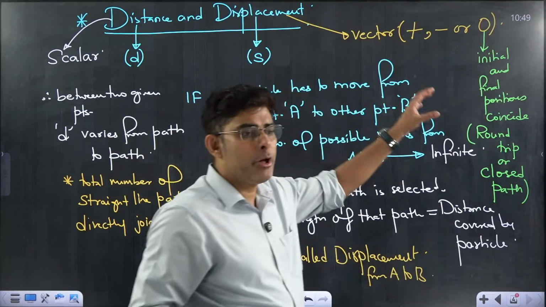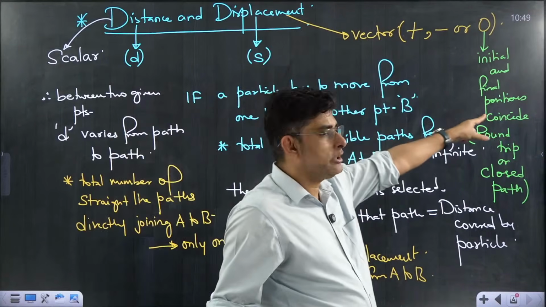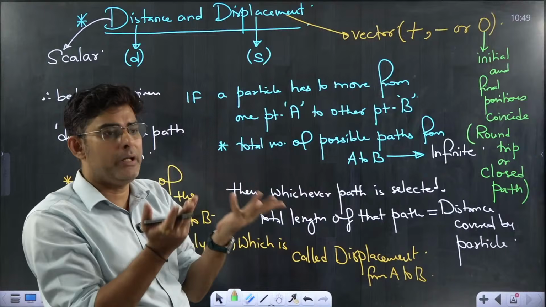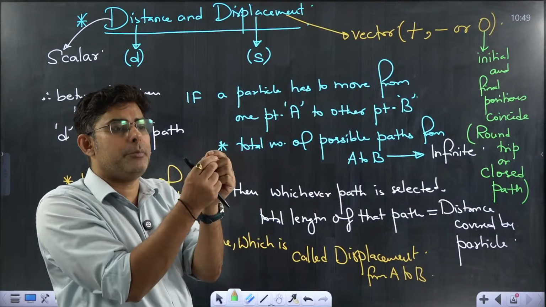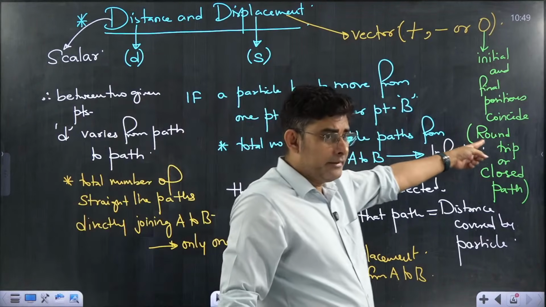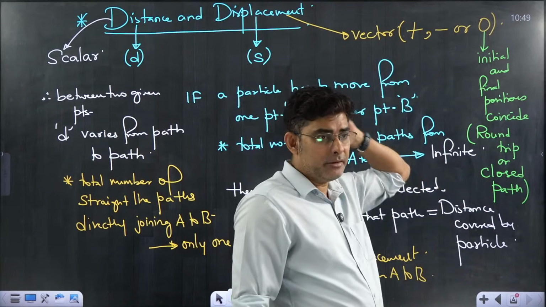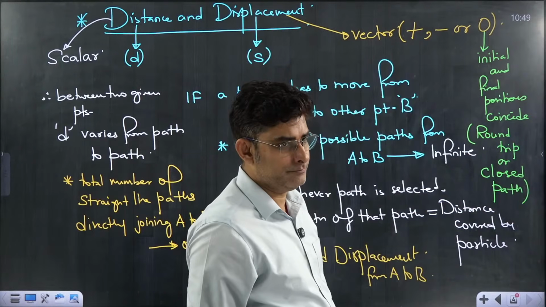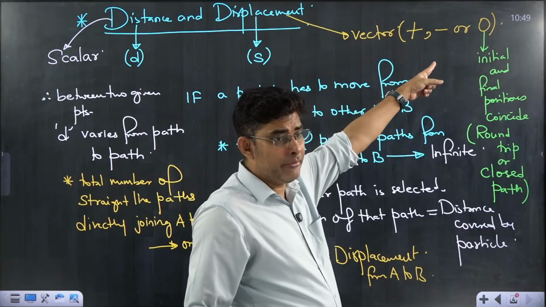When you start from a point and you again come back over there, your initial and final positions coincide, so the length of the straight line joining the initial and final point will become 0, because they have become the same. So in that case we say it is a round trip. Whatever shape it is, when you start and reach the same point, you call it a round trip, or you also call it a closed path. Understood?